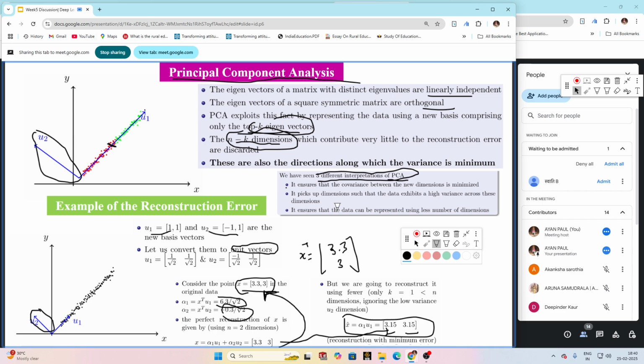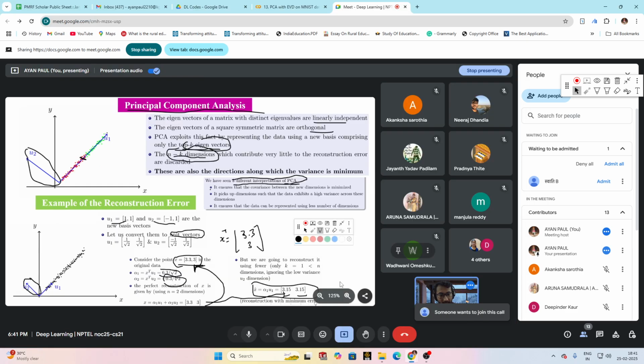Okay, so we can eliminate these n minus k eigenvectors and only keep the top k eigenvectors, and then our reconstruction error will also be very small. So this is the idea of principal component analysis. So is it clear?